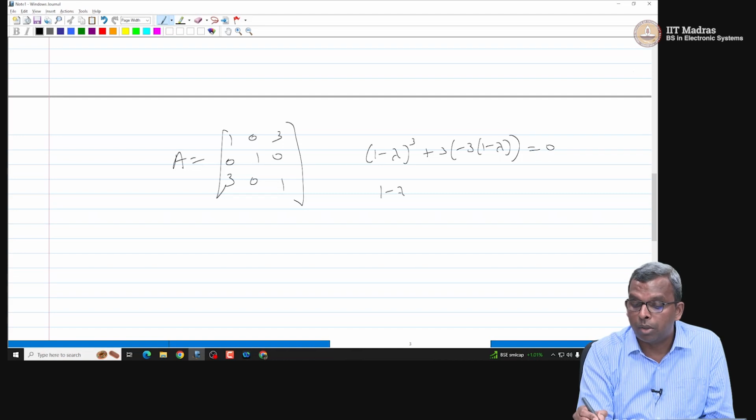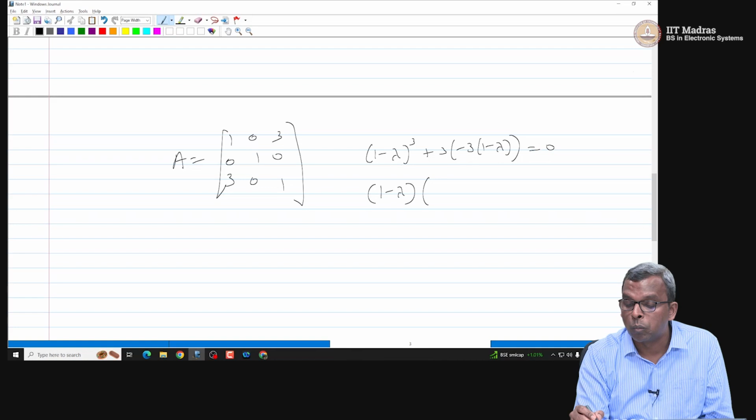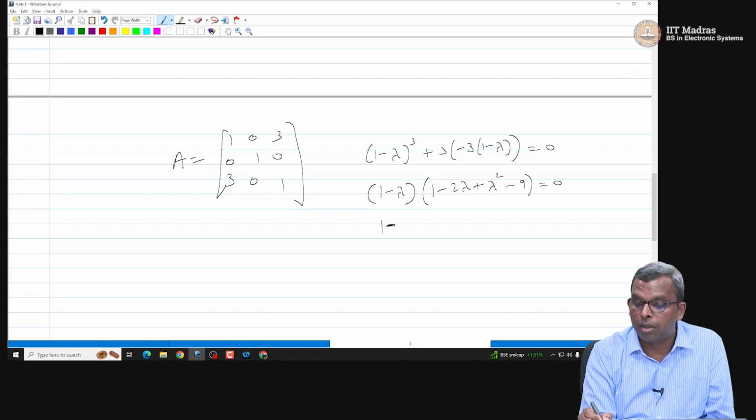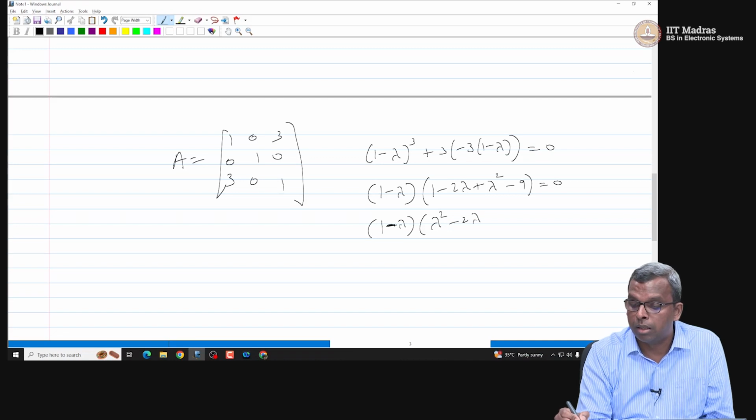So 1 minus lambda will come out. Don't cancel it off. Keep the 1 minus lambda. And then I'll have 1 minus lambda squared, so 1 minus 2 lambda plus lambda squared. 1 minus lambda went out, and then I got a minus 9 equals 0. So the polynomial that you have is 1 minus lambda times lambda squared minus 2 lambda minus 8 equals 0.